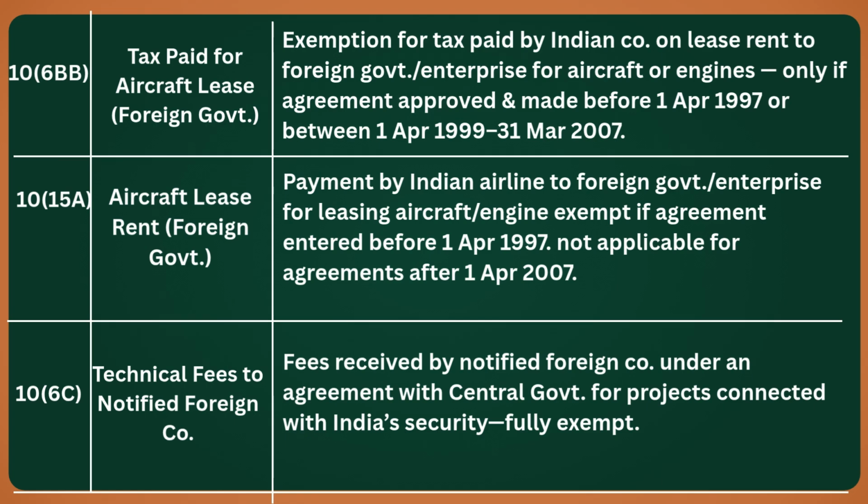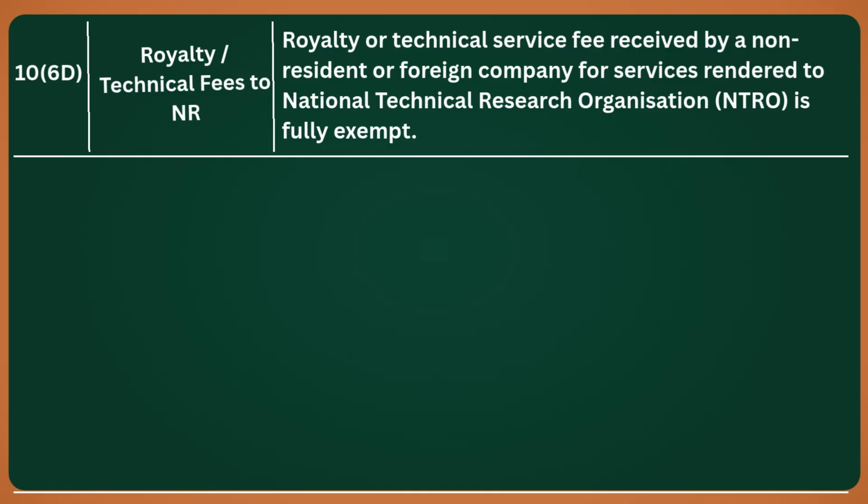7. Technical fees to notified foreign companies, Section 10, subsection 6c. Fees received by a notified foreign company under an agreement with the central government for projects connected with India's security are fully exempt from tax. 8. Royalty and technical fees to non-residents, Section 10, subsection 6d. Royalty and technical service fees received by a non-resident or foreign company for services rendered to the National Technical Research Organization, or NTRO, are fully exempt from tax.